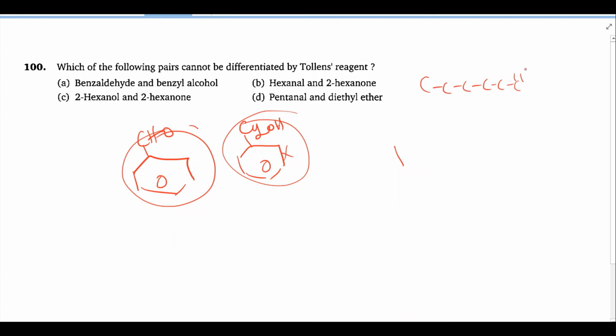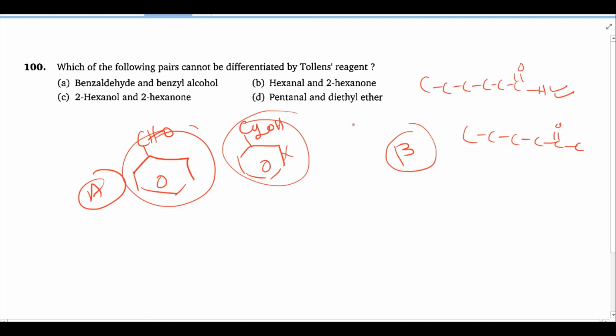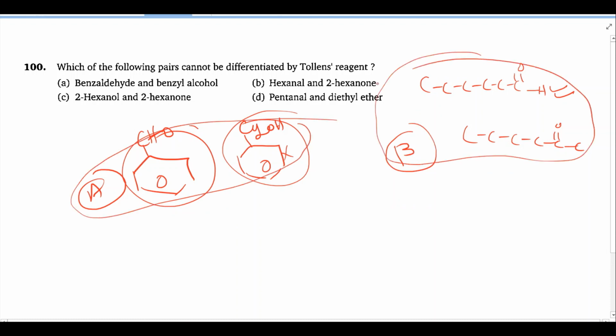Okay, so this is hexanol. And yes, this we can also differentiate. This is giving a positive test, this is the A option and this is the B option. For the B option also, one is giving, another one is not giving. Now coming to the C option. What is that C option?